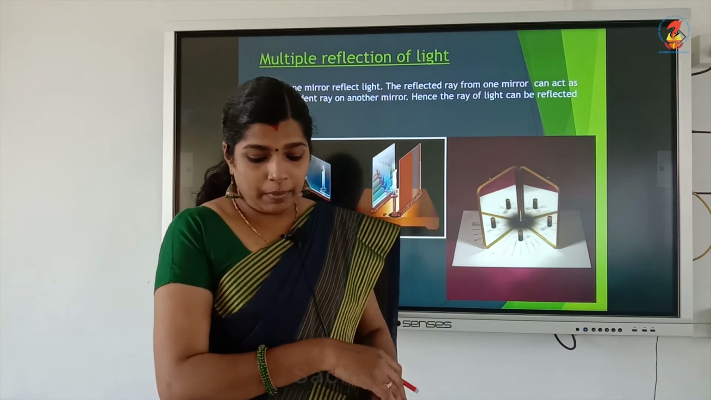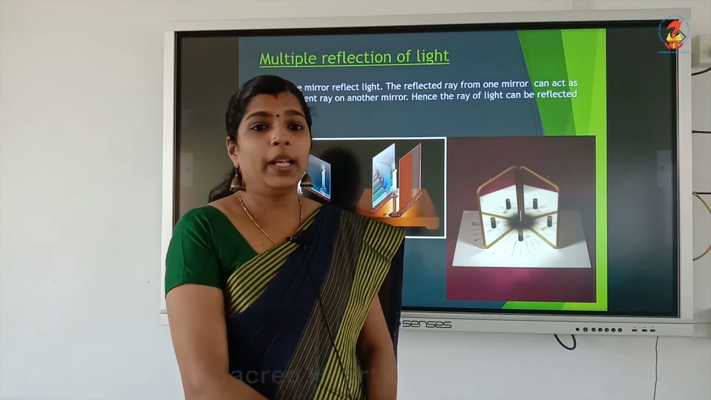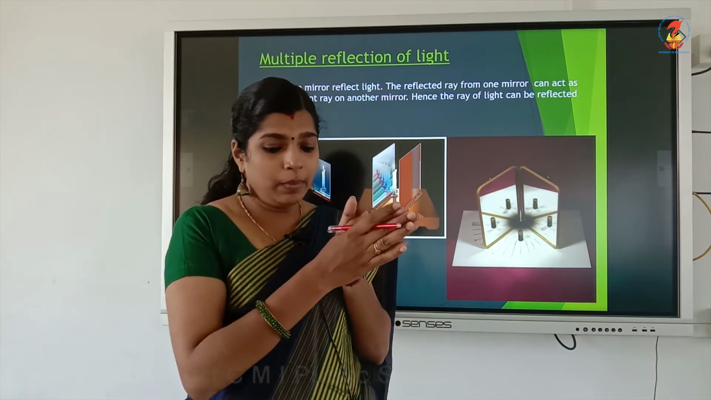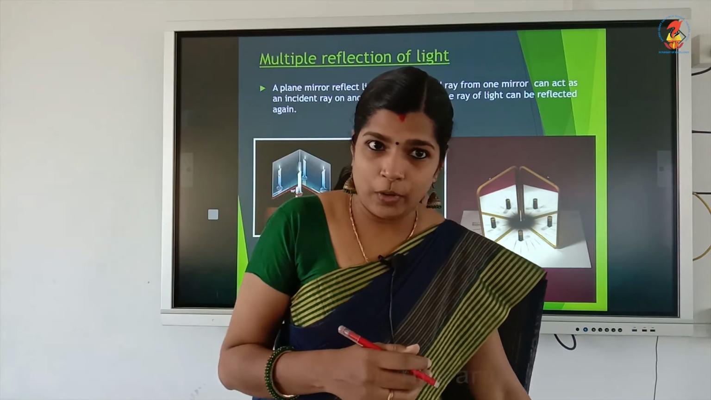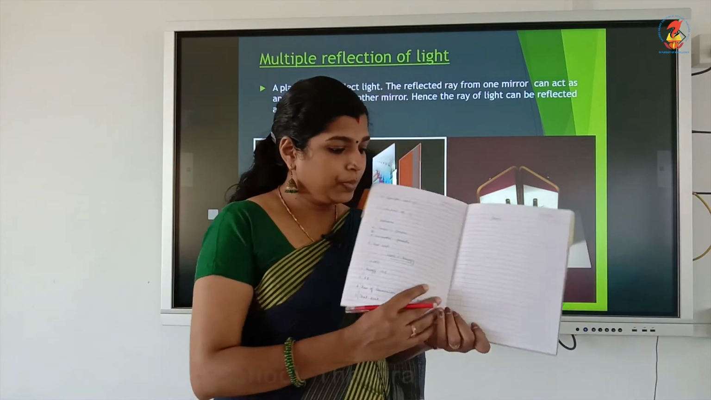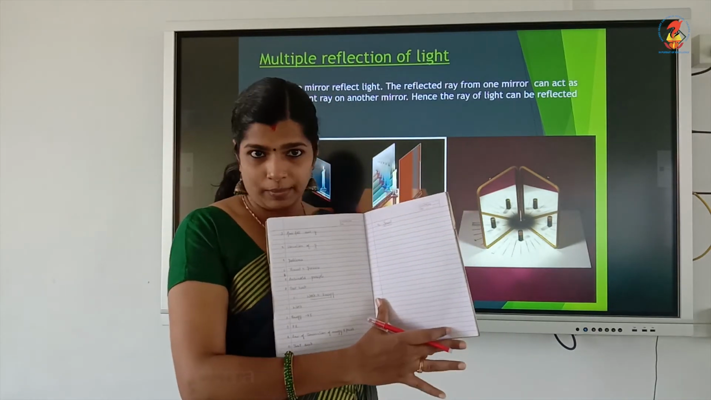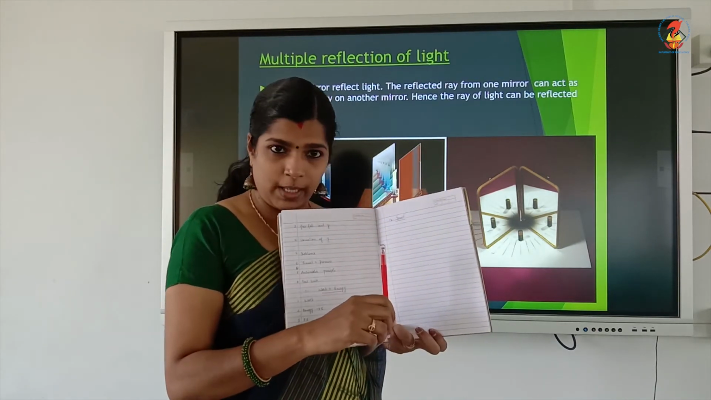Image formed by mirrors at an angle. When you place 2 mirrors inclined at an angle, and in between you place an object, like this. Suppose you consider this one. This is one mirror and this one is the other mirror, and an object is placed here.